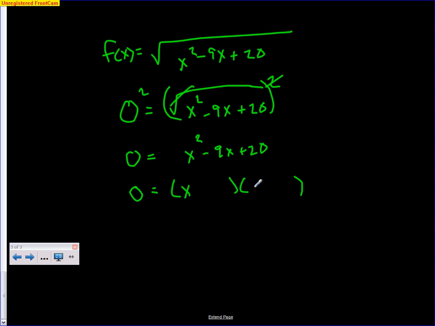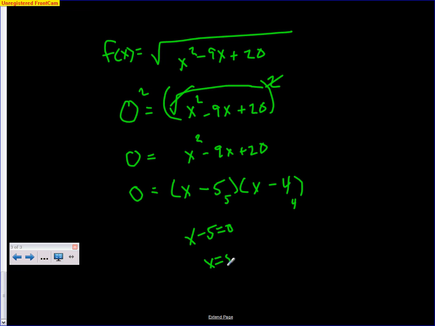So x times x is the x squared. Let's see, 20 is 5 and 4. Can a 5 and a 4 make a 9? You better believe it. Negative 5 and negative 4 add up to make the negative 9, and they multiply to make a positive 20. So that means x minus 5 could be 0.